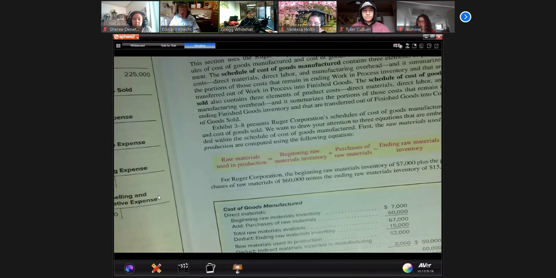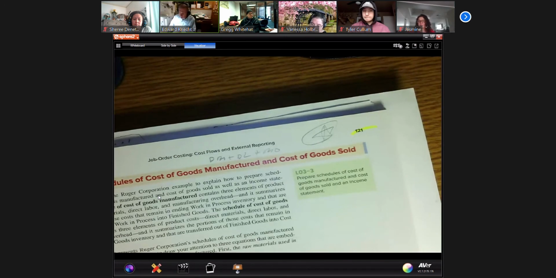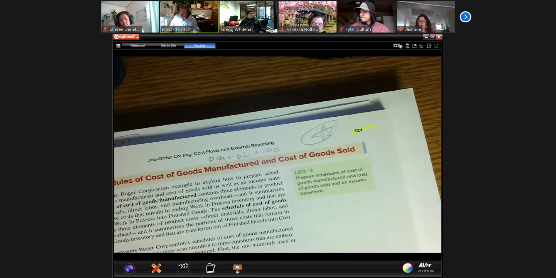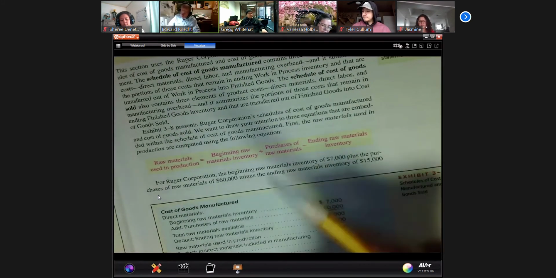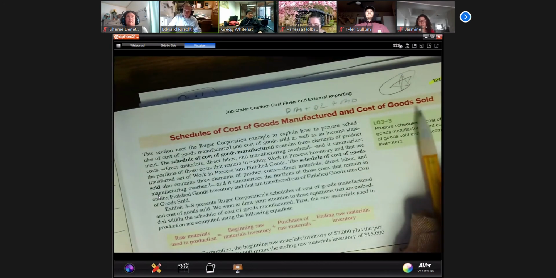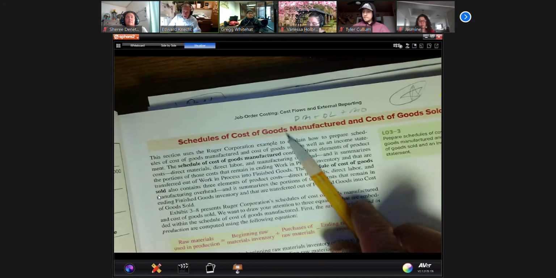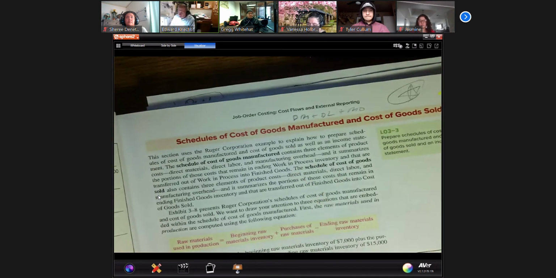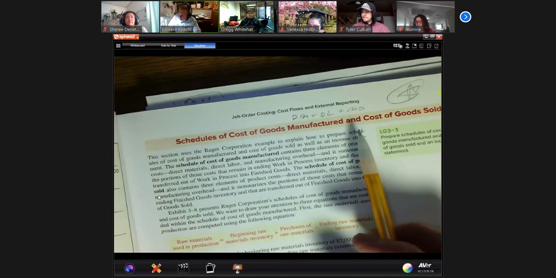And then all they did was, on the next page, show posting to the general ledger. So since we're running out of time, I want you to really understand this schedule of cost of goods manufactured on page 121, because you're going to be tested on preparing a schedule of cost of goods manufactured. Just very quickly, a schedule of cost of goods manufactured, guess what it includes?